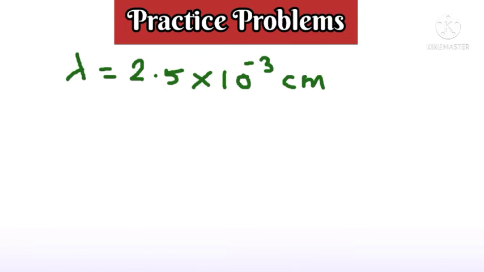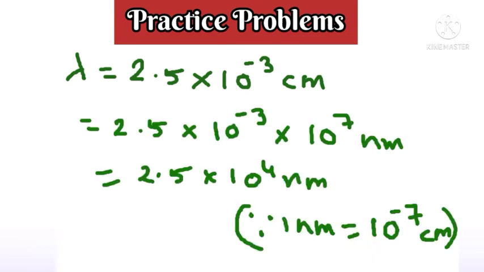How can you convert it? By multiplying it with 10^7. Why? Because 1 nanometer is equal to 10^-7 centimeter. Guys, how am I saying that 1 nanometer is equal to 10^-7 centimeter or 10^-9 meters?